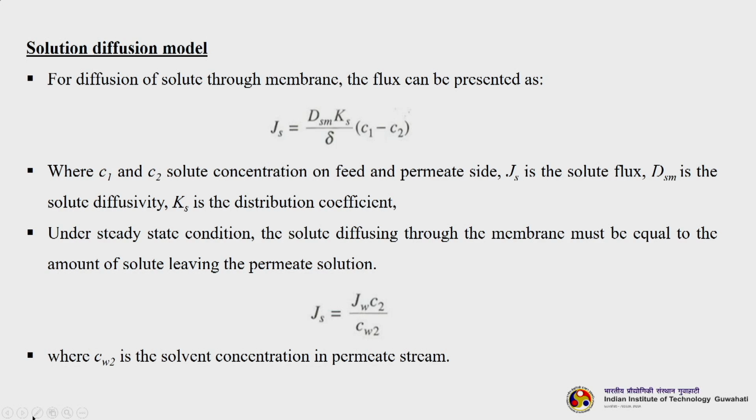Under steady state condition, the solute diffusing through the membrane must be equal to the amount of solute in the permeate solution. So, we can write solute flux equals Jw C2 divided by Cw2, where Cw2 is the solvent concentration on the permeate side. We have already discussed solution diffusion in general; here, today we have learned the equations for the RO specific solution diffusion model.